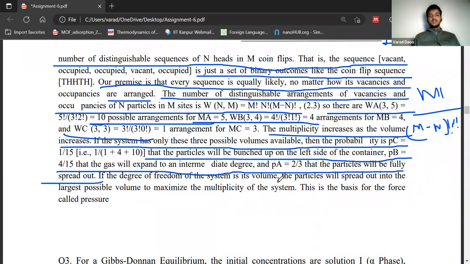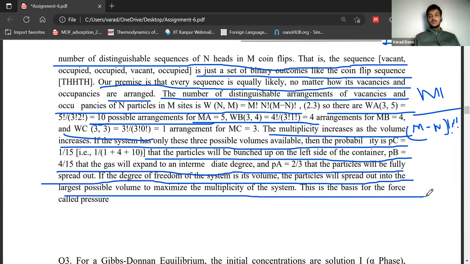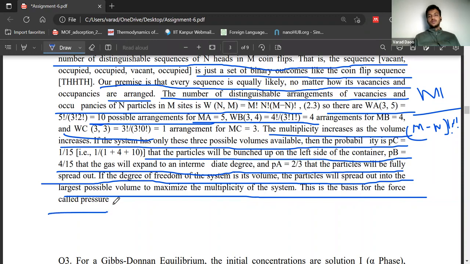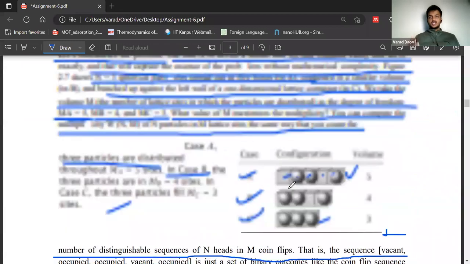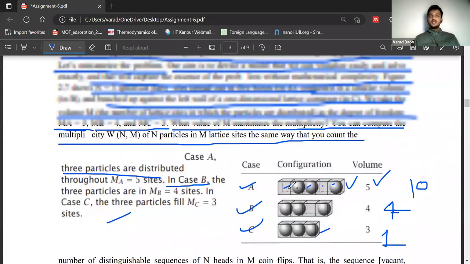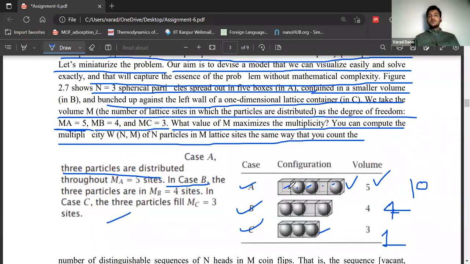If the degree of freedom of the system is its volume, the particles will spread out into the largest possible volume to maximize the multiplicity of the system. This is the basis of what is called pressure, right? Because if we have fewer boxes, that is lesser volume, the number of ways of arrangement will be lesser as compared to when we have larger volume, right?